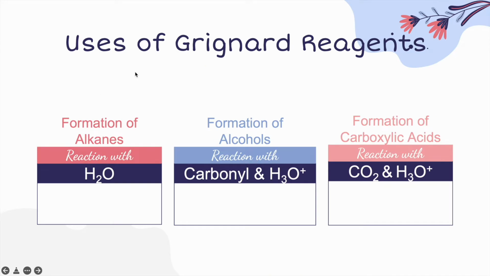The uses of Grignard reagents are for formation of alkanes, formation of alcohols, formation of carboxylic acid. For formation of alkanes, the Grignard reagent needs to react with water. To form alcohol, Grignard reagent needs to react with carbonyl and acidified water, H2O and H+, so H3O+. Grignard reagents react with carbon dioxide and acidified water to form carboxylic acids.